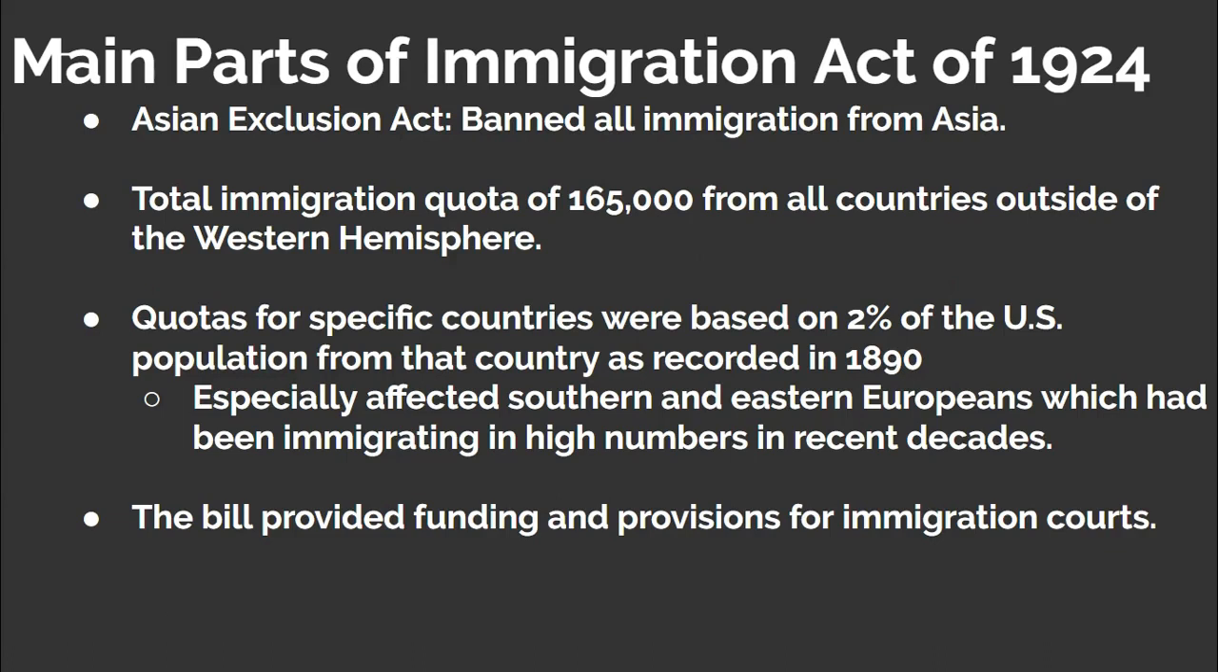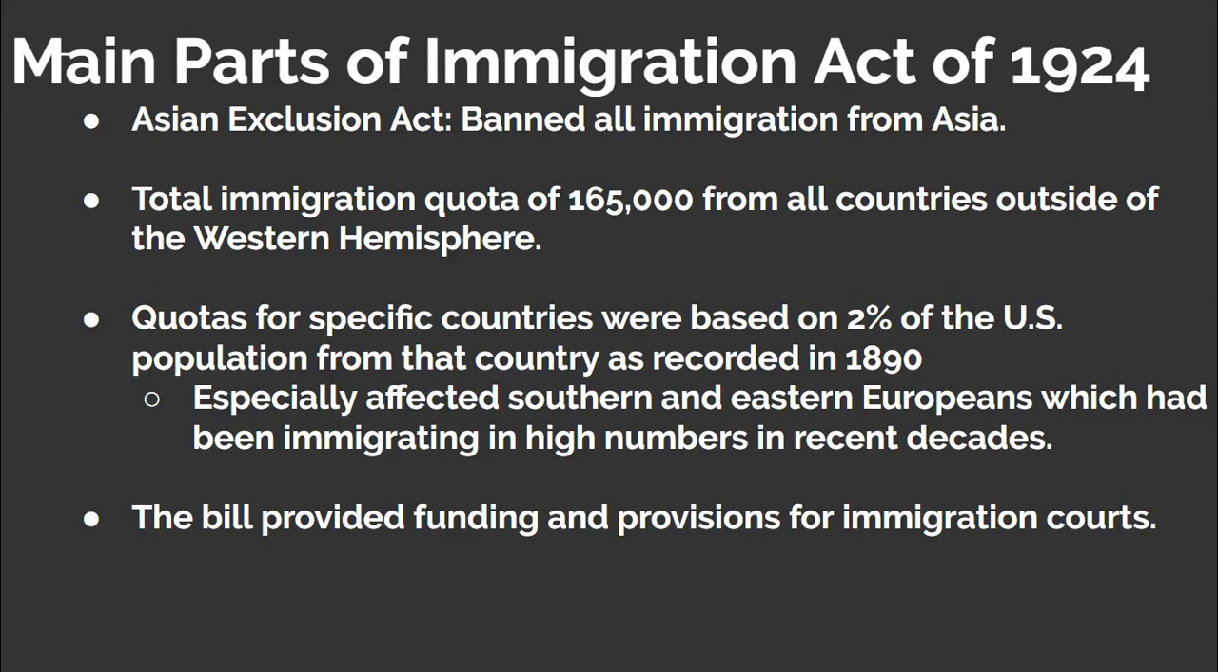territory. The overall Immigration Act only allowed for 165,000 immigrants per year, which is a sharp decrease from previous years, and it made it so immigrants from certain regions, specifically Northern and Western Europe, were favored over immigrants from elsewhere. While Congress had access to more recent census data, they chose to peg the numbers to the 1890 census, 34 years prior to the act.